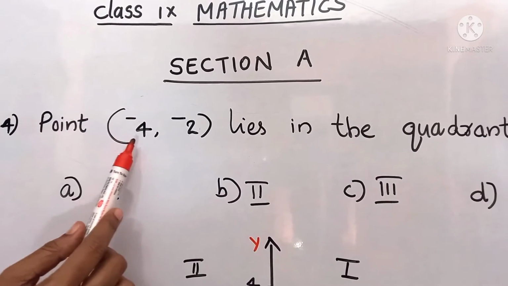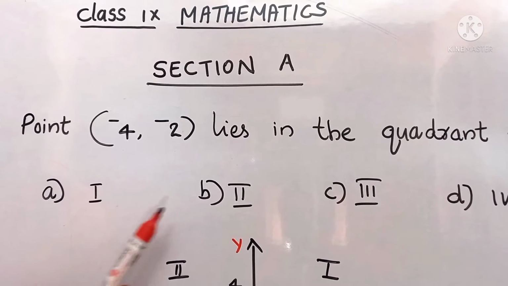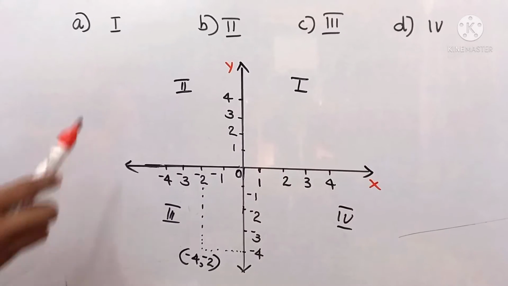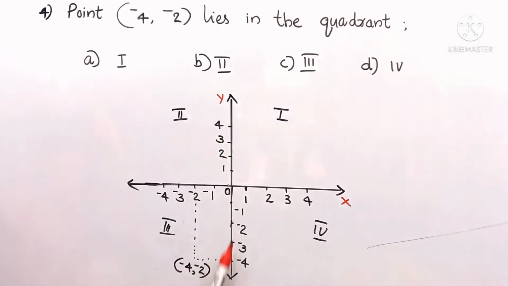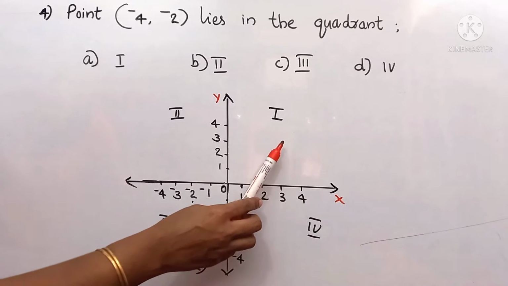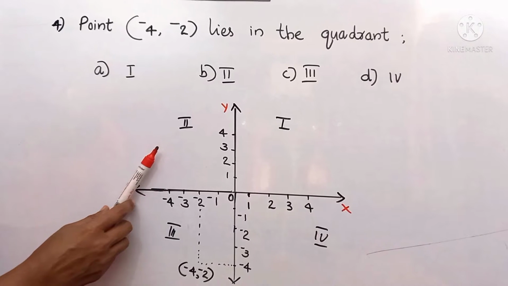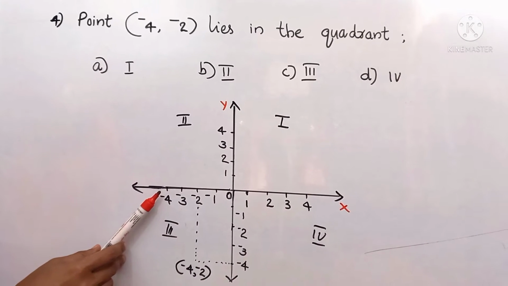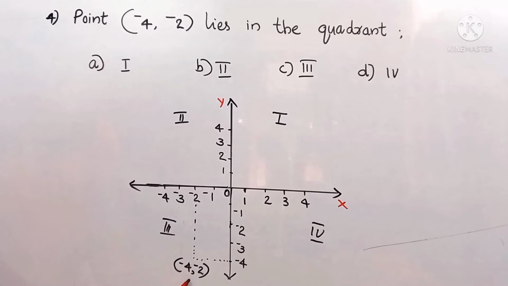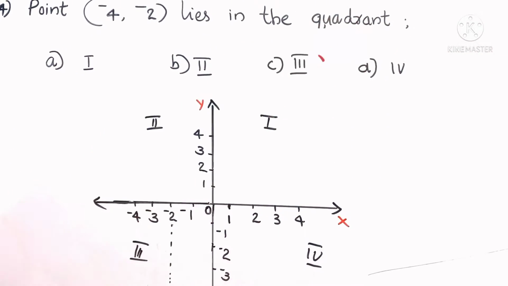Fourth question is, point (-4, -2) lies in the quadrant: option A, first; option B, second; option C, third; option D, fourth. For finding the correct answer, if needed, we can draw the graph of the point (-4, -2). Here you can see this is the first quadrant, where both x and y are positive. In the second quadrant, y is positive and x is negative. In the third quadrant, both are negative. The point (-4, -2) lies in the third quadrant. So our answer is option C.